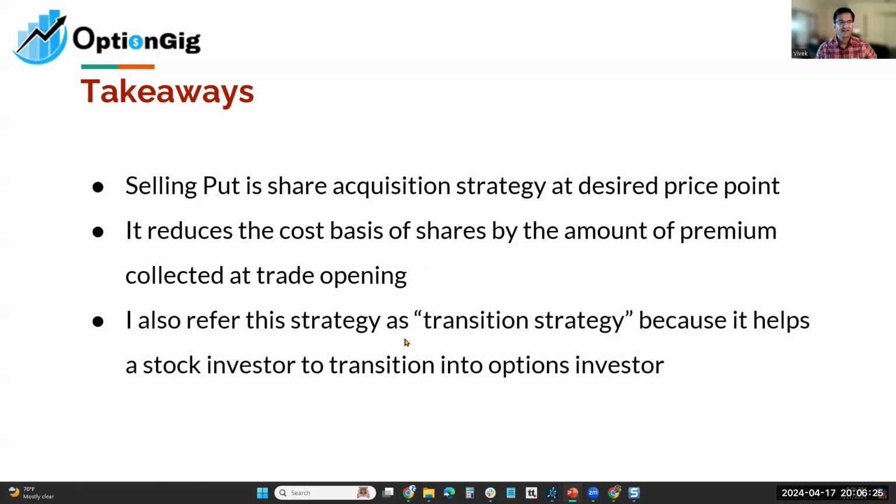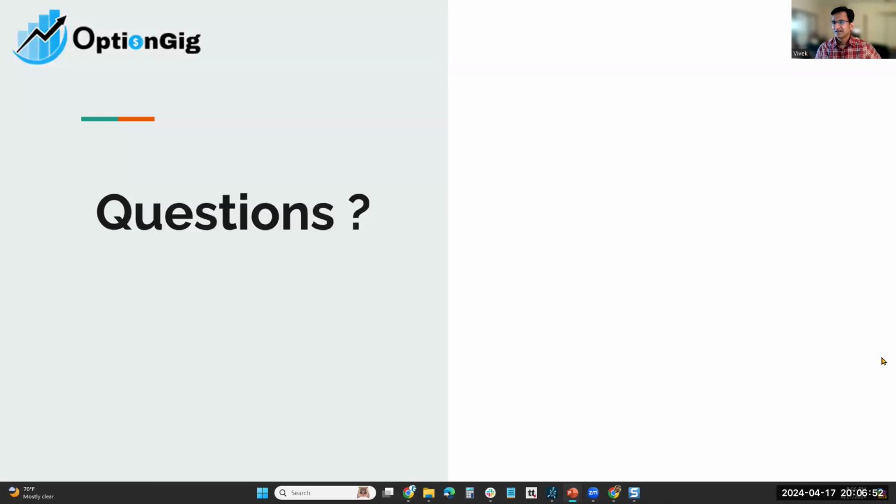I refer to this strategy as transition because this was the first one that I used when I moved from purely dealing in a stock onto the option world. This is how you take one foot away from the stock world and keep it in the option world. I want to buy these shares. Let me sell a put option instead of buying the shares. Okay. Let's answer some questions.